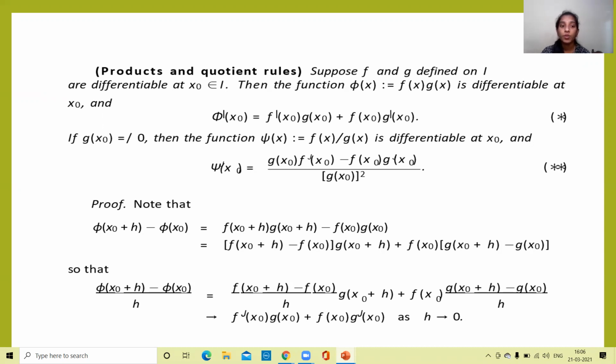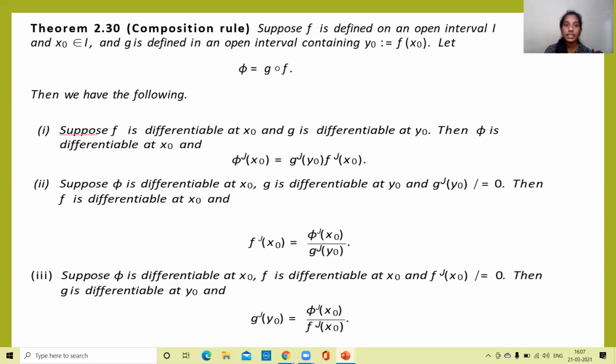That means we can prove that the limit as h tends to 0 of phi of x naught plus h minus phi of x naught by h exists. So the function phi of x is differentiable. Same like that, the function mu of x is also differentiable. Let's see another rule, the composition rule.